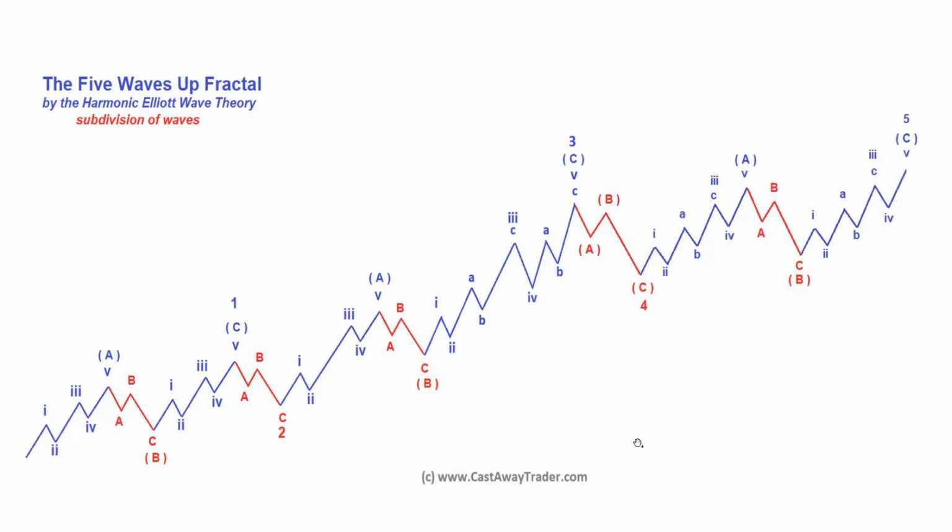Now let's come back to the most important fractal for the harmonic Elliott wave theory, which is the 5-wave fractal. And you can see here those ABCs all over the place. This is A up, B down, C up, wave 1, A down, B up, C down, wave 2, A up, B down, C up, wave 3, A down, B up, C down, wave 4, A up, B down, C up, wave 5. And in addition to that, we have waves B in between, A down, B up, and C down.